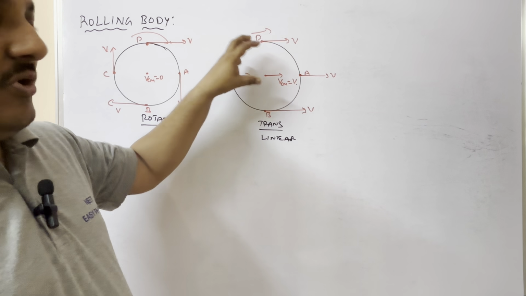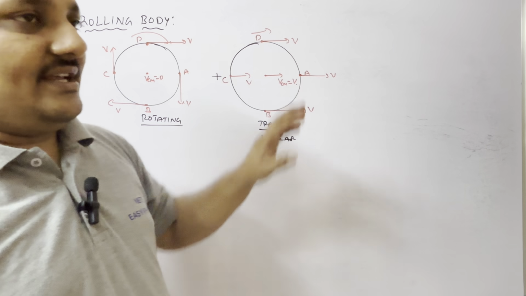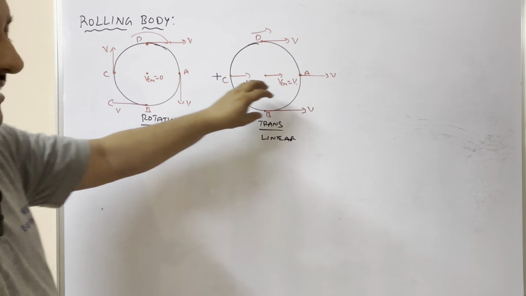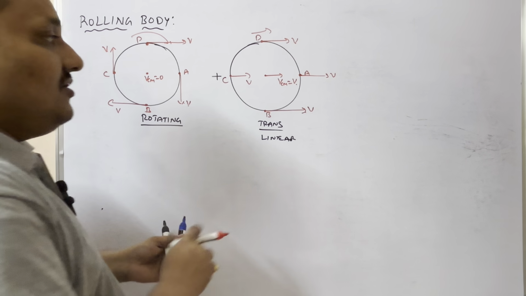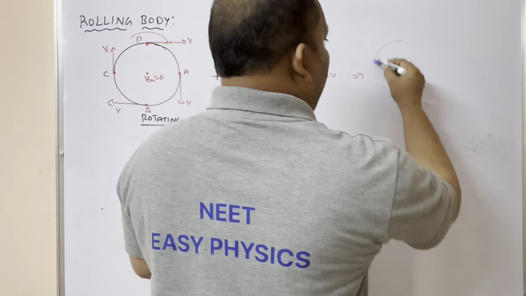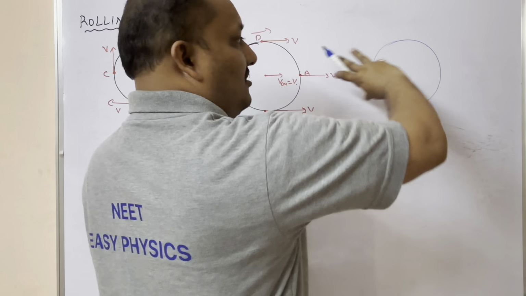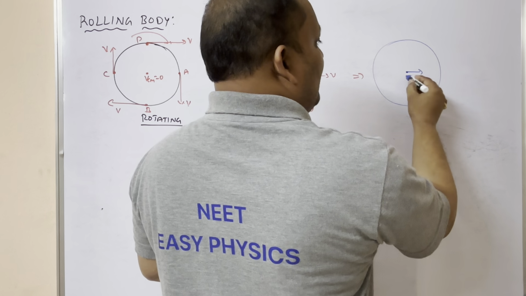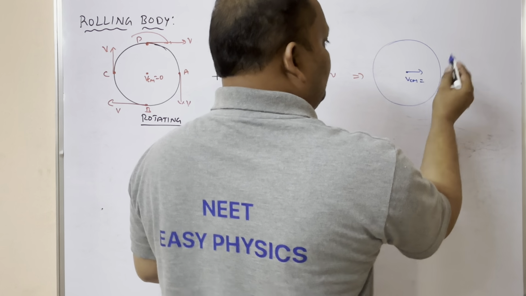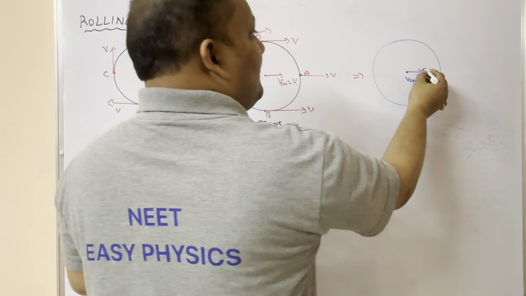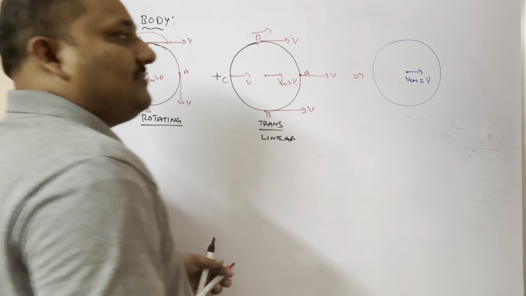So this body is going to be moving linearly. Combination of translational and rotational, otherwise linear and rotational, we are calling it a rolling body. So now it is rolling and moving. At that time, the velocity of center of mass is going to be, here it is 0, here it is v. Therefore, velocity of center of mass is v.